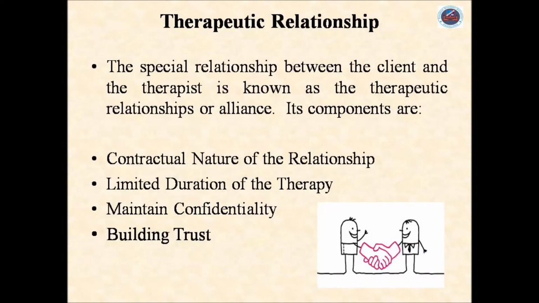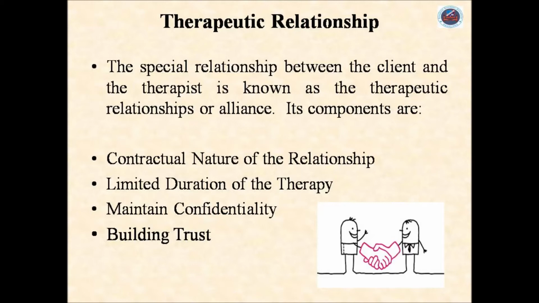Therapeutic relationship. As discussed in the earlier slides, the therapeutic relationship is a special relationship that is shared between the client and the therapist. In this therapeutic relationship, we have some components to discuss. The first one is the contractual nature of the relationship. Here it talks about the legal relationship shared between two or more parties who agree to work together to achieve one common goal. So the client and the therapist come to a certain condition in order to work together.